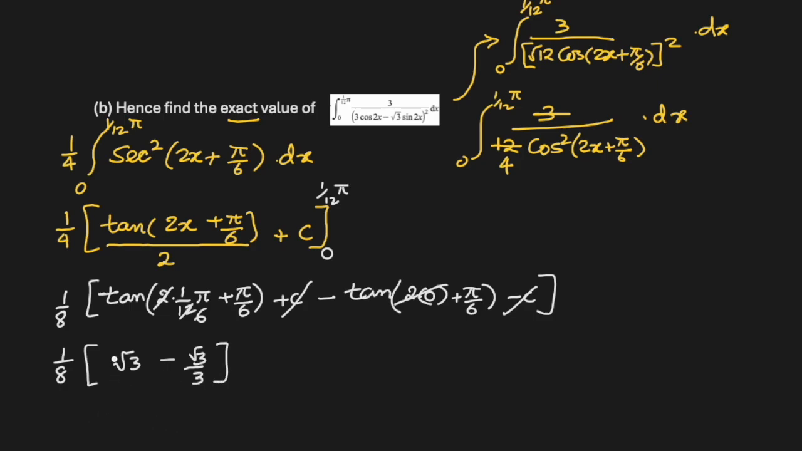So now 3 square root 3 minus square root 3 over 3 will be 2 square root 3 over 3. So 1 over 8 times 2 square root 3 over 3. Okay, so this and this can cancel now. So we get square root 3 over 12. This will be the value of the given definite integral.